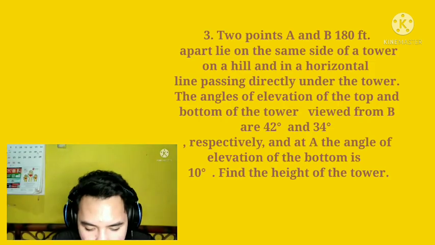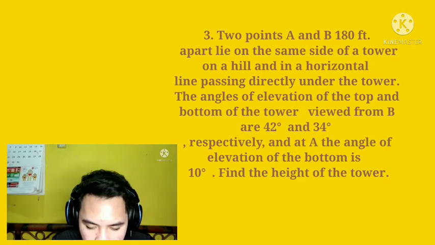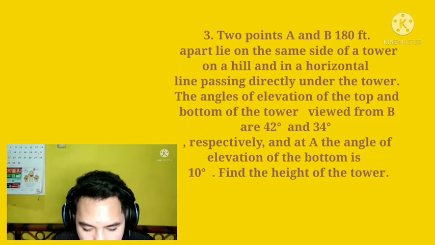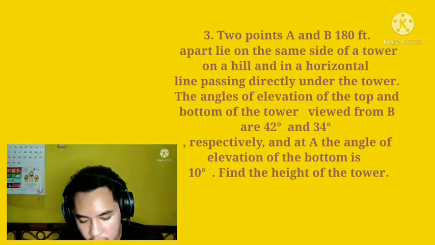For problem number 3, we have 2 points A and B, 180 feet apart, that lie on the same side of a tower on a hill and in a horizontal line passing directly under the tower. The angles of elevation of the top and the bottom of the tower viewed from B are 42 degrees and 34 degrees respectively. And at A, the angle of elevation of the bottom is 10 degrees. Find the height of the tower.